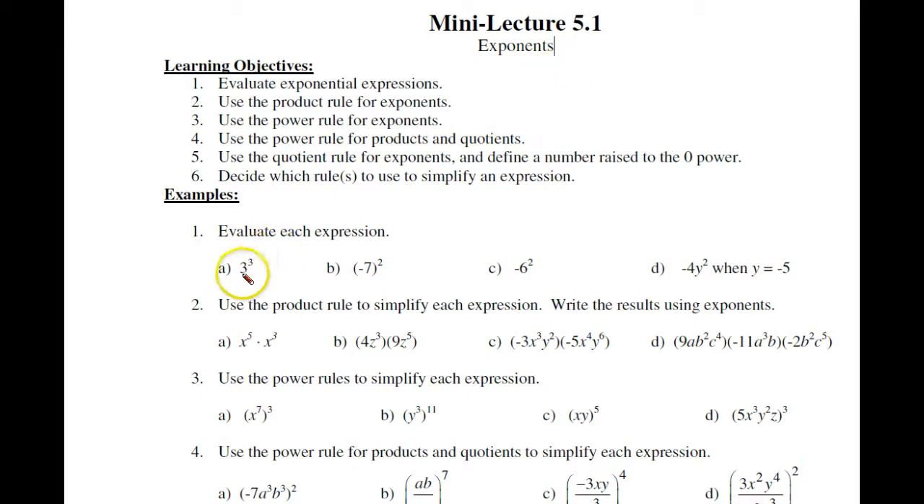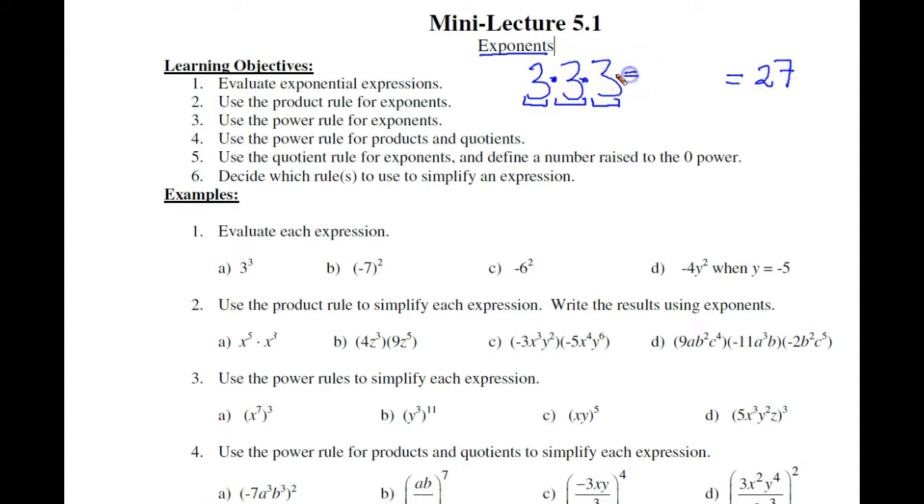Now, if we have a number like we see in number 1a here, 3 times 3 times 3, and we want to write this using exponents, exponents are a shortcut to showing this. Now notice we have 3 as a factor 3 times, which says multiply 3 times 3 is 9, times 3 is 27. So this is going to equal 27.